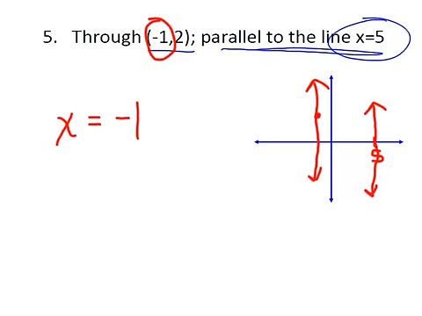So I'll look at my x and the point. So my line will be x is equal to -1 because it's going to go through the point (-1, 2). There's that point. I wanted it parallel to this line, which happens to be a vertical line. So that's why I'm looking at the x.